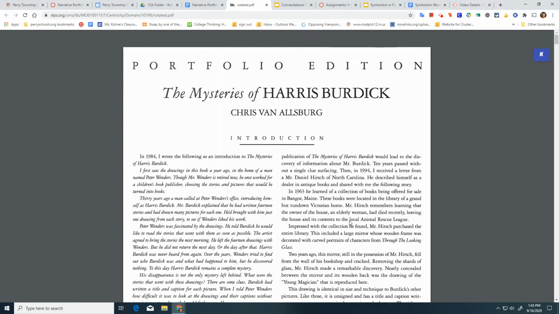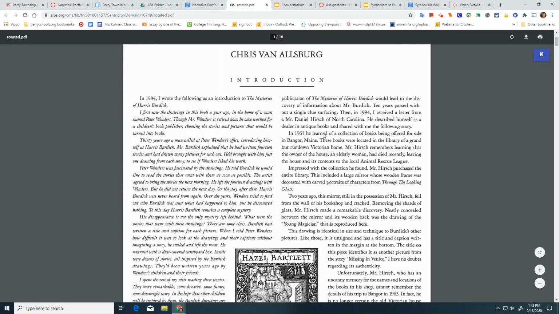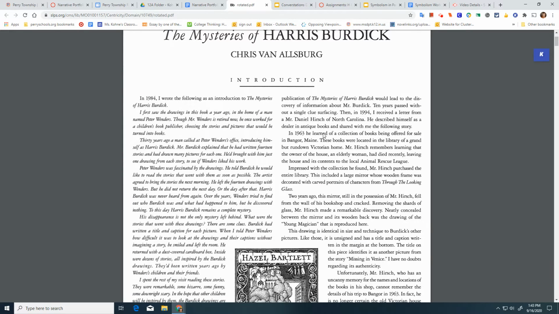His disappearance is not the only mystery left behind. What were the stories that went with these drawings? There are some clues. Burdick had written a title and caption for each picture. When I told Peter Wenders how difficult it was to look at the drawings and their captions without imagining a story, he smiled and left the room. He returned with a dust-covered cardboard box. Inside were dozens of stories, all inspired by the Burdick drawings. They'd been written years ago by Wenders' children and their friends.